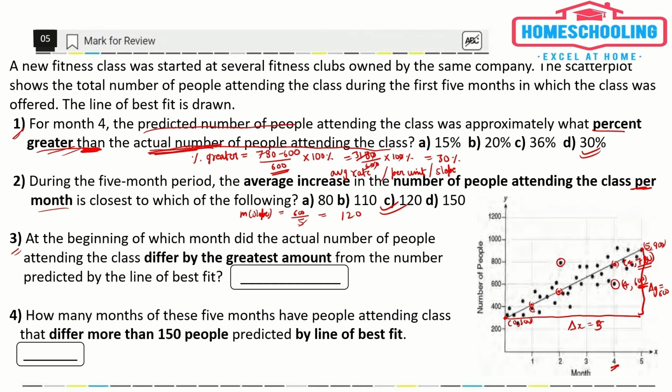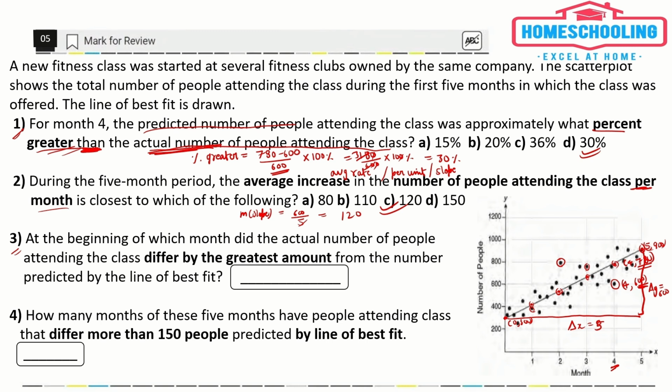In month 3, we have here and here. In month 4, we have here and here. And in month 5, both are at the same point. So in the question, we have to find at the beginning of which month the actual number of people attending the class differs by the greatest amount from the number predicted. So for every month, we have to see which has the highest difference. Here we have a very small difference. Here, in month 5, we also have a very small difference. In month 3, we also have a very small difference.